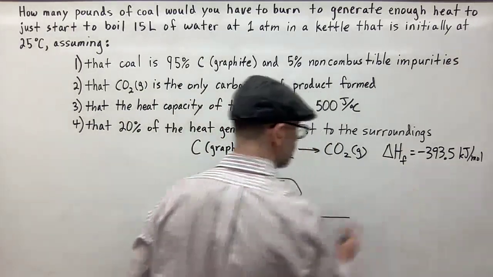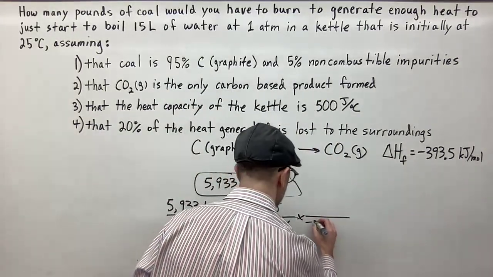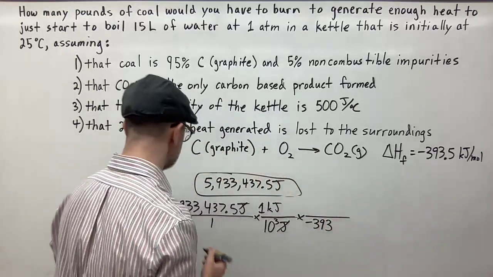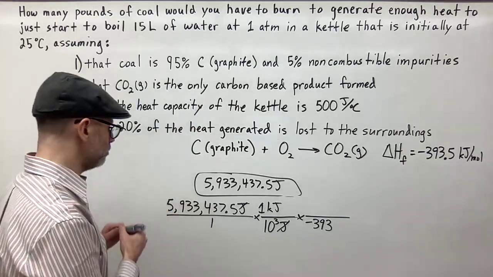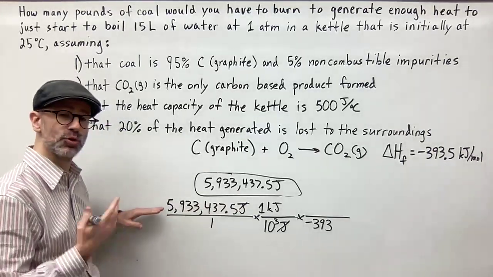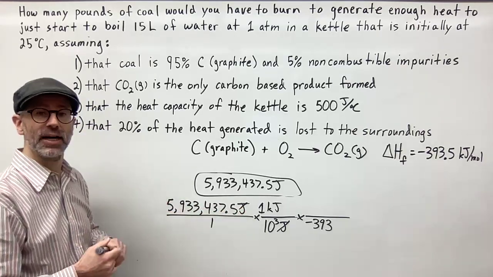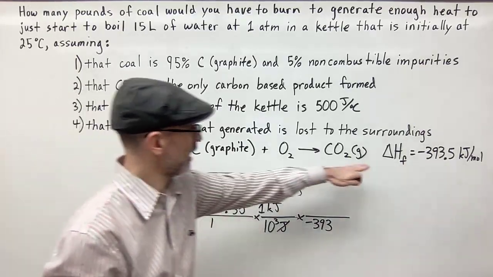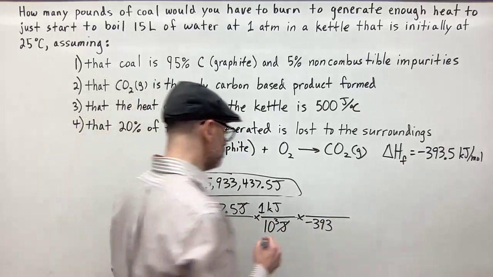Now I can use this as a conversion factor. So on the bottom, I'm going to put negative 393. Oh, and by the way, this should be negative 2 because we're talking about the release of heat. So remember, this is the total amount of heat released by the coal. So we're going to have a negative there. This is negative because, again, this is exothermic. So those negatives are going to cancel out.